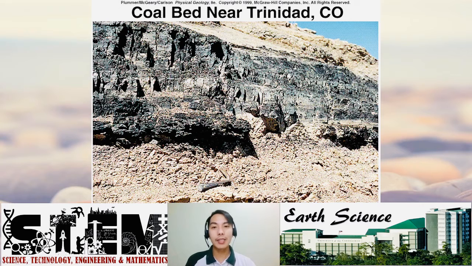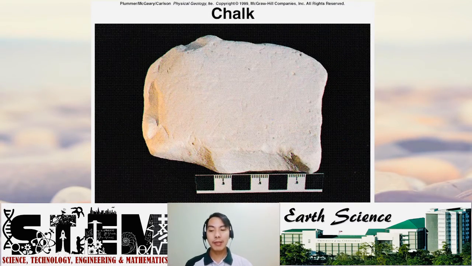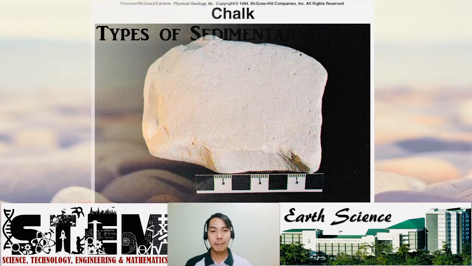Another example of a sedimentary rock is coal bed, which is compacted. This outcrop right here is an example of a sedimentary rock. We have another example of a clastic sedimentary rock, chalk. Chalk is composed of very small sediments, that's why we don't see exactly the sediments that are embedded. It is compacted sand or silt.